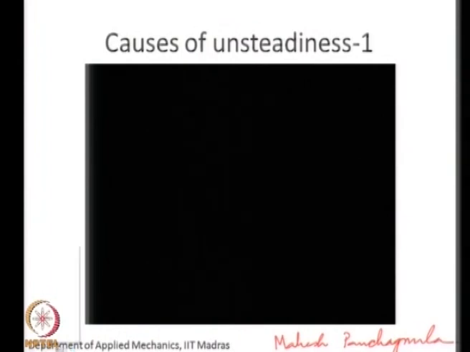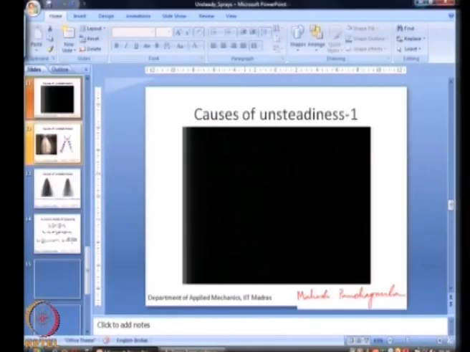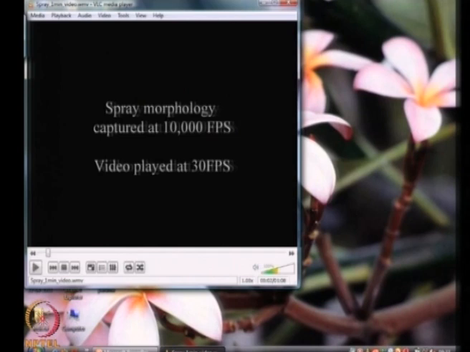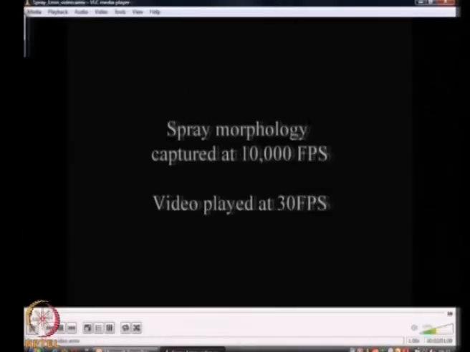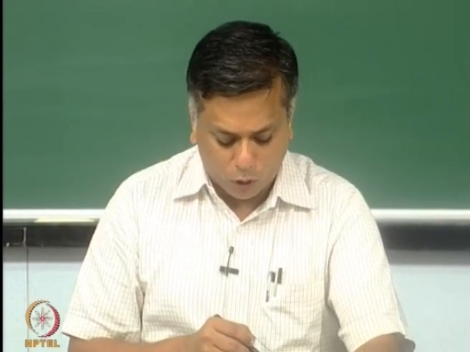Okay. So, let us see what the first cause of this unsteadiness is. And to understand the first cause of unsteadiness, we are going to look at a video that I think we played very early on. This is a high speed video of a spray emanating from a regular pressure swirl or simplex atomizer. The video has been captured at 10,000 frames a second and is going to be played back to you at 30 frames a second. So, it has been slowed down by a factor of almost 300, not 30.